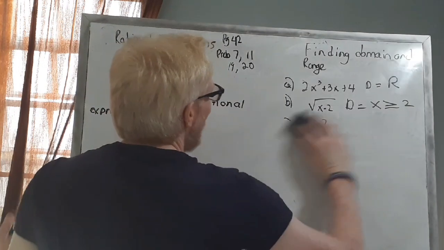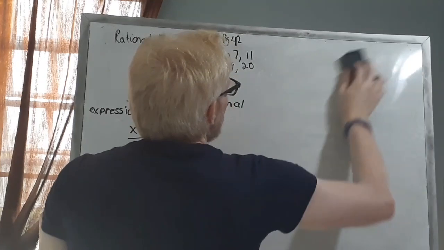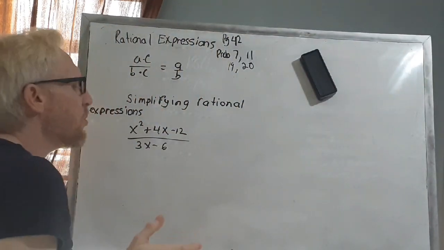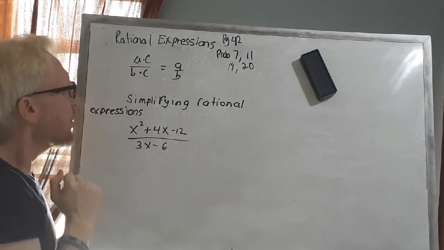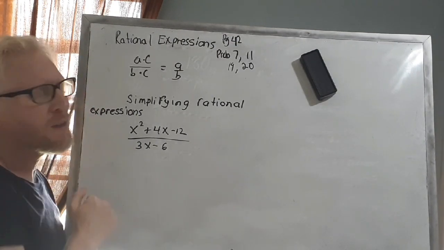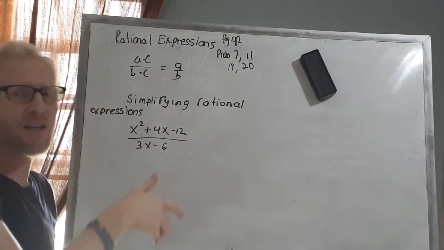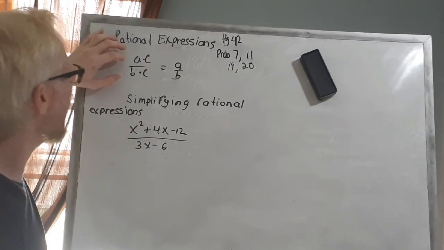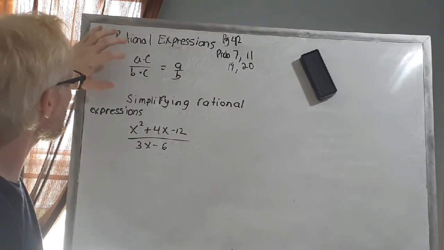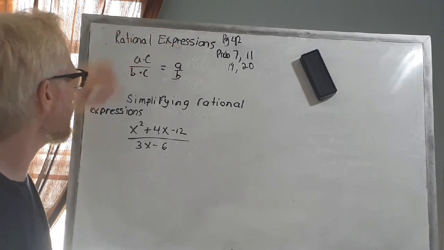So we already established that a rational expression is any number or any expression that can be in the form of a fraction, okay? So if I look at the formula, I can say a times c over b times c, and that's what we're going to be doing. We're going to be simplifying. And the formula for simplifying a rational expression is a times c over b times c equals a over b, because these two terms cancel out.